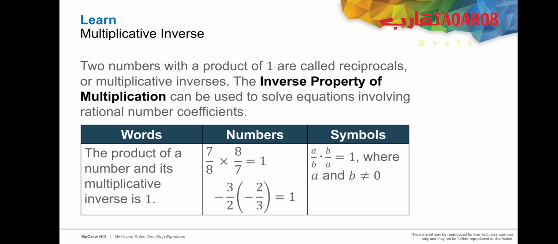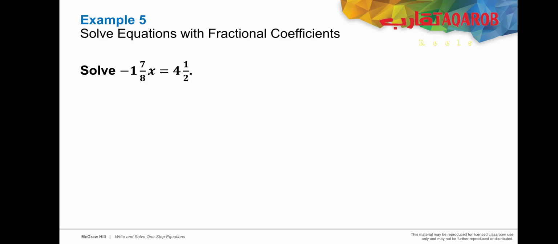Now, as you can see here, two numbers with a product of 1 are called reciprocals. If you remember, we said what reciprocals are: when you flip the fraction, the denominator becomes the numerator and the numerator becomes the denominator. Why do I need it here? Because sometimes we may divide or multiply by fractions. Maybe the coefficient will be a fraction, or a mixed number, for example. The coefficient here of the variable x is a mixed number.